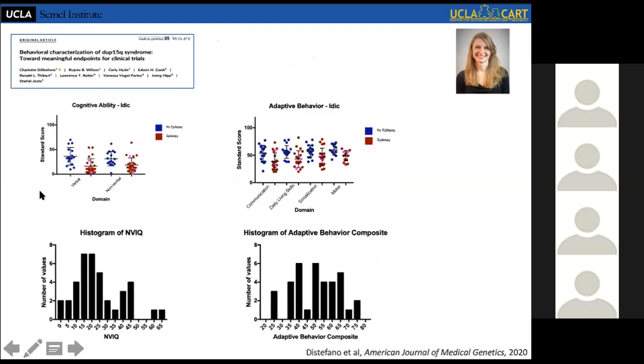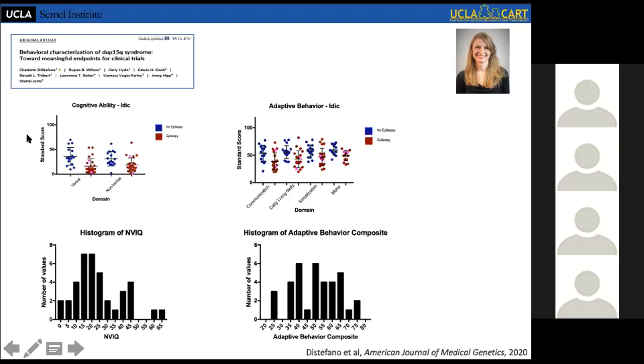So this is looking at a combination of cognitive measures, mostly the Mullen Scales of Early Learning. And what we found was that, not surprisingly, these kids in general, and this is just Duke 15Q overall, blue is kids without epilepsy and red is kids with epilepsy, we find that on their standardized measures, their scores are pretty low, right? So they're really skewed towards the left, if you will.